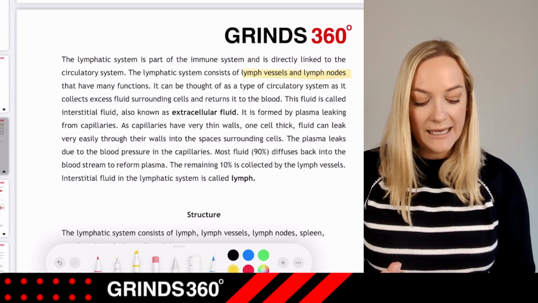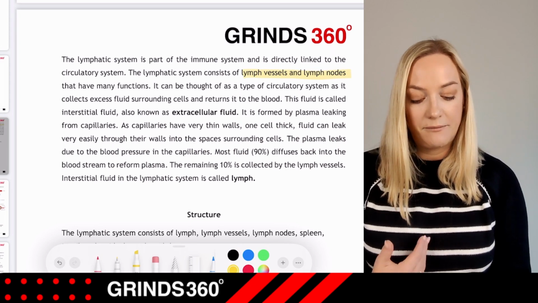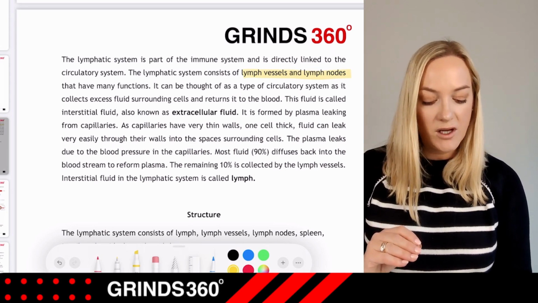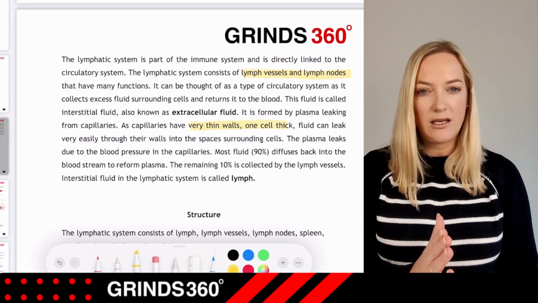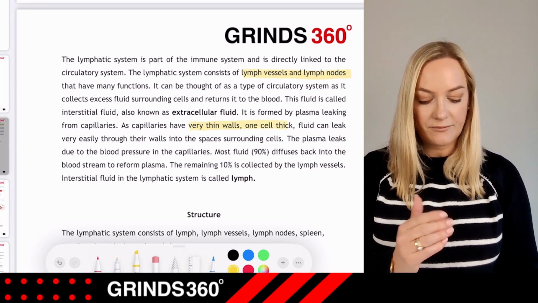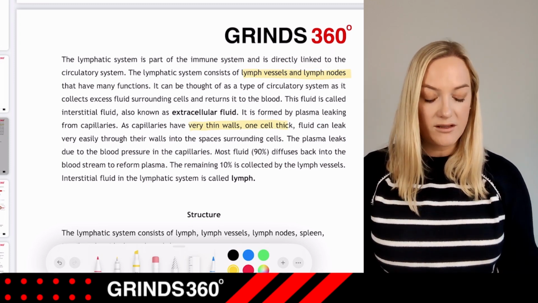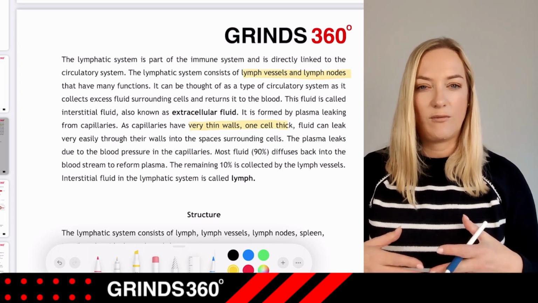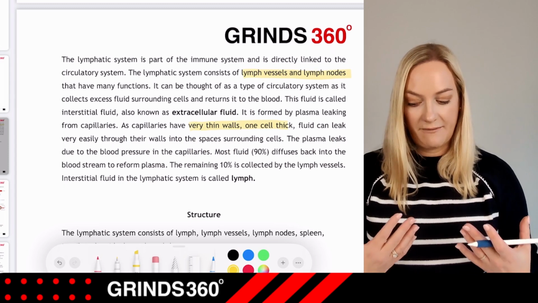It's formed by plasma leaking from the capillaries. And it's leaking from the capillaries because capillaries have very thin walls, 1 cell thick. Just reminding you there, if you ever mention thin walls, you must follow this by 1 cell thick. So the plasma leaks due to blood pressure in our capillaries. Most of the fluid, 90% of the fluid, will diffuse back into the bloodstream to reform as plasma. The remaining 10% will form lymph.